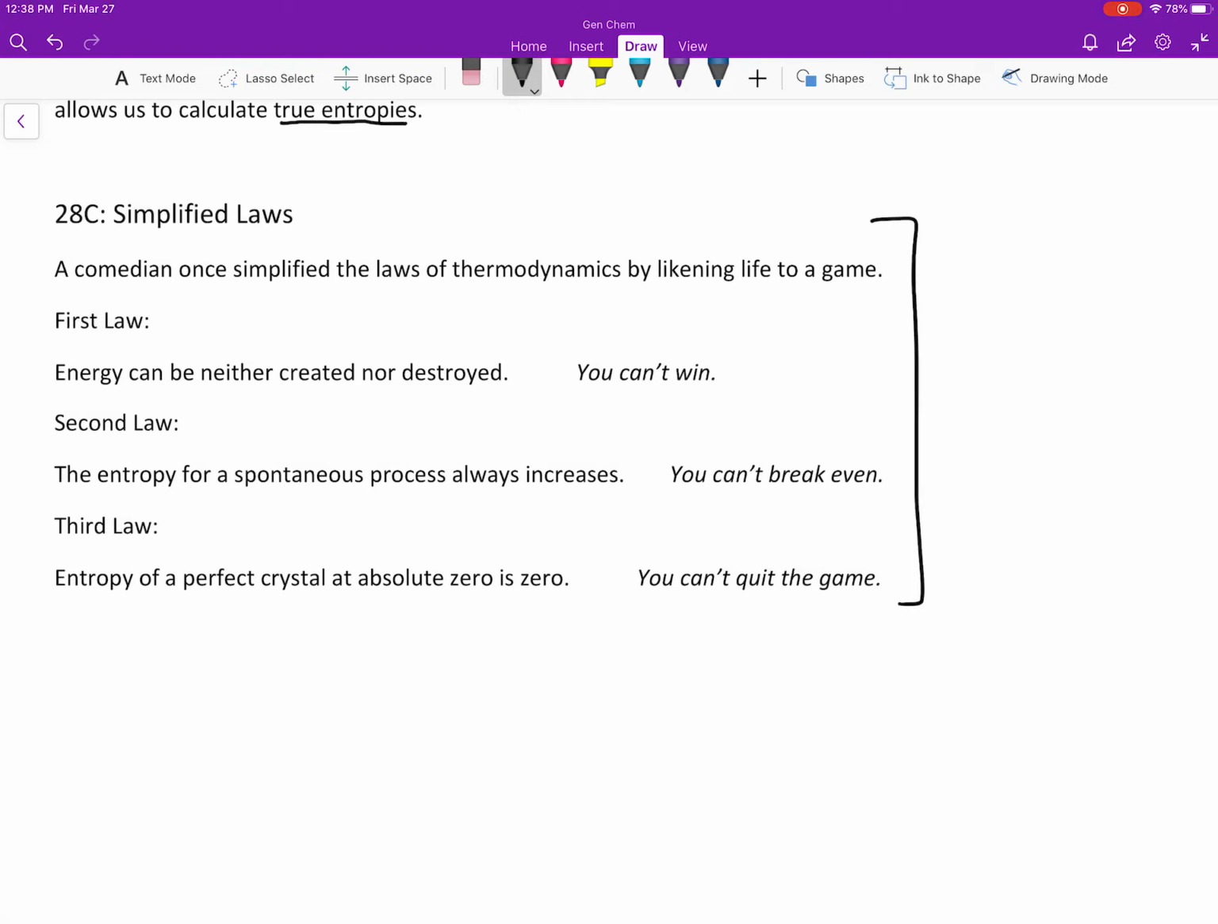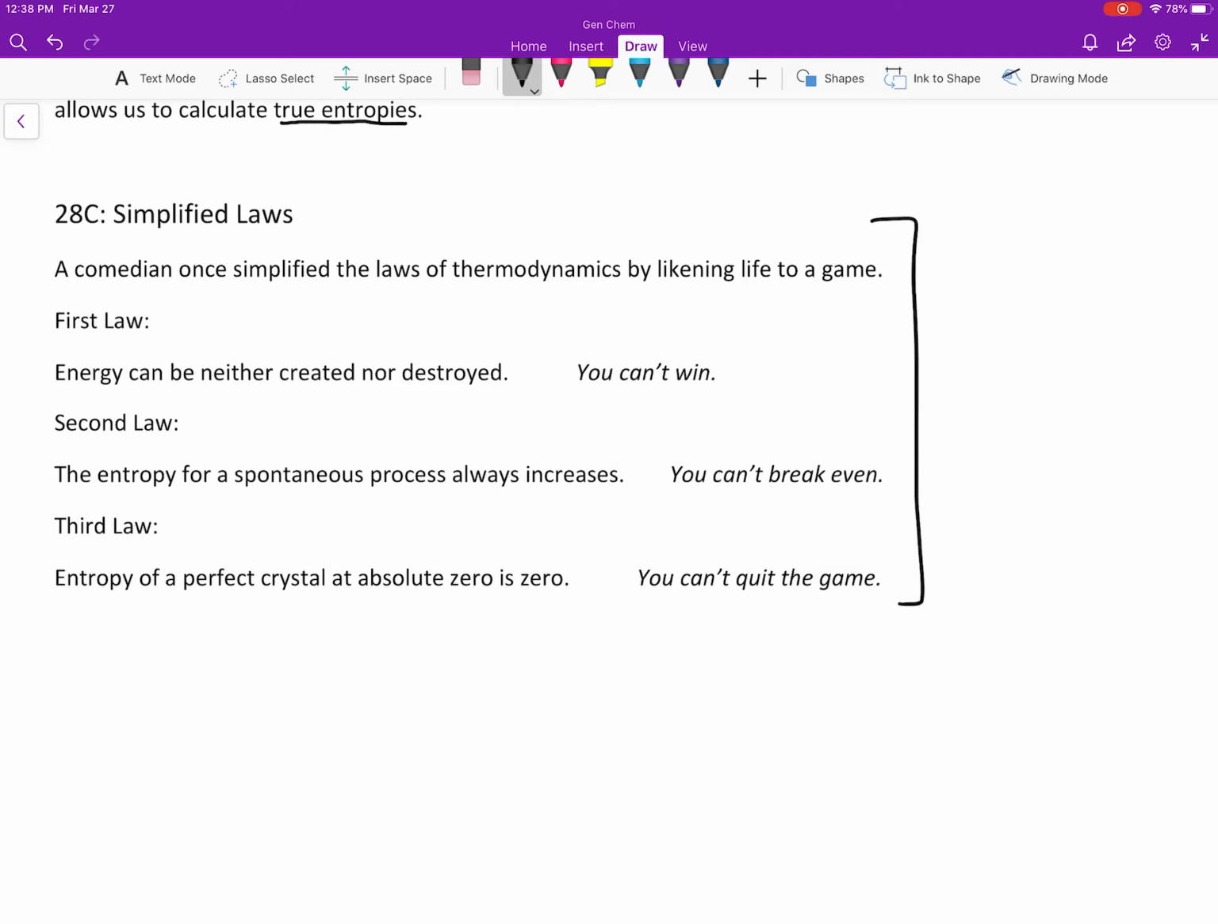And so she says, a comedian once simplified the laws of thermodynamics by likening life to a game. Okay, so if the first law is energy can neither be created nor destroyed, the first rule of the game is you can't win. The second law says the entropy for a spontaneous process is always increasing. You'll never break even in life. The third law is that entropy of a perfect crystal at absolute 0 is 0, and that means you can't quit the game. Okay, so to me it sounds like Jumanji, if anything.